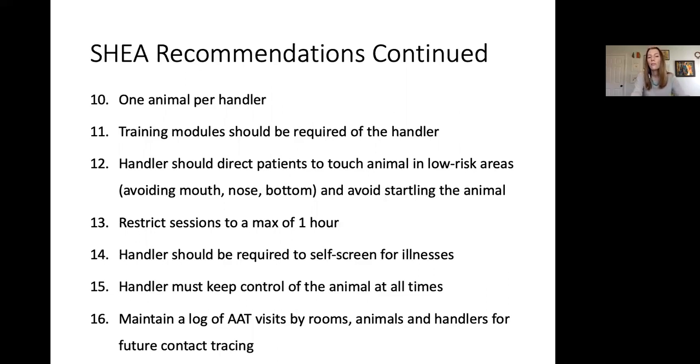A log of any kind of animal-assisted therapy visits should be maintained, and this will help to ensure that if an issue arises, everybody can track back to who might be infected or have been exposed to something, and that's going to, again, keep everybody safer.